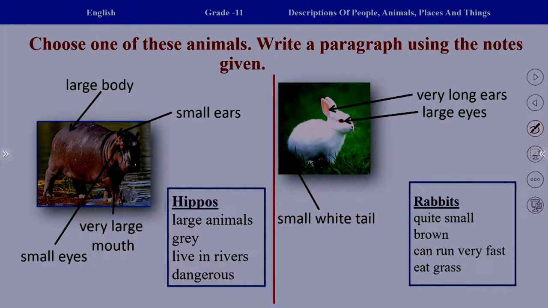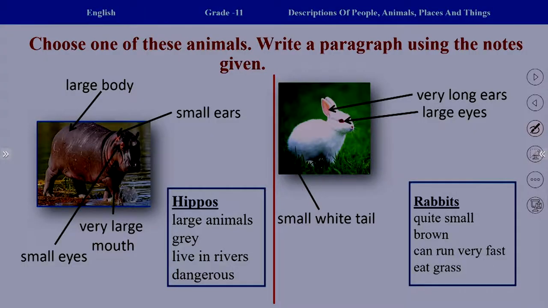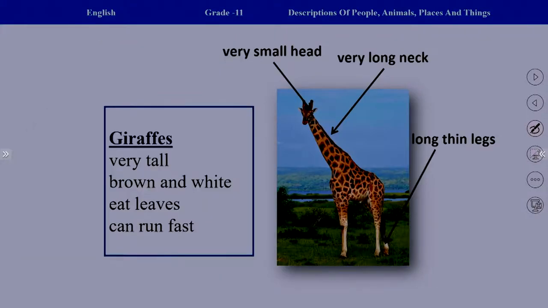Yes, what can you see there? Oh, three animals. Yes, rabbit, hippos, giraffes. Shall we read the notes given? Giraffes: very small head, very long neck, long thin legs. Yes, look at the box. Very tall, brown and white, eat leaves, can run fast.